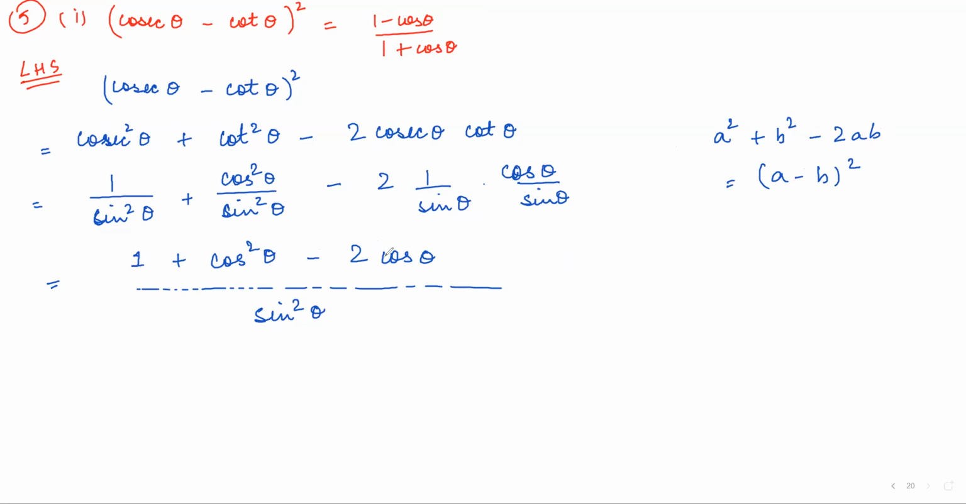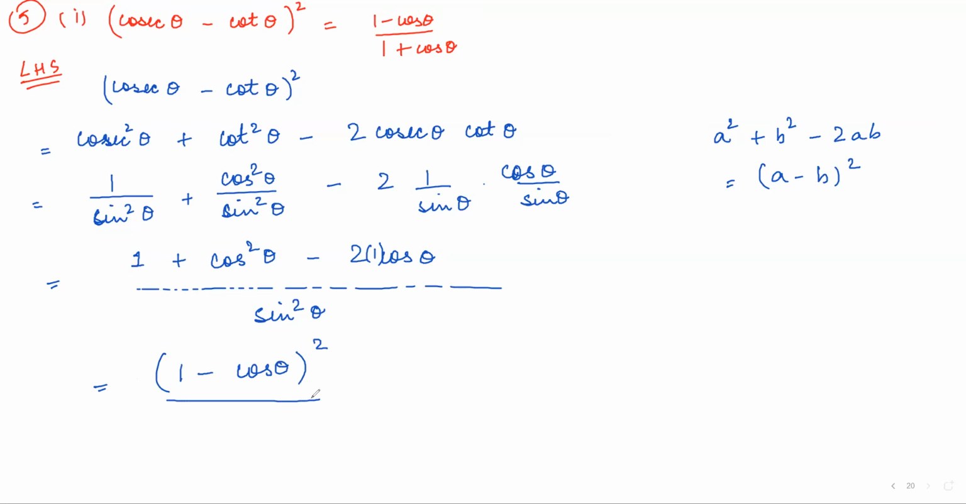So this is basically 2 into 1 into cos theta, right? So the numerator actually becomes 1 minus cos theta. Oh, yes, you're right. So this can be written as 1 minus cos theta whole square, right? Any problem here, Hamna?